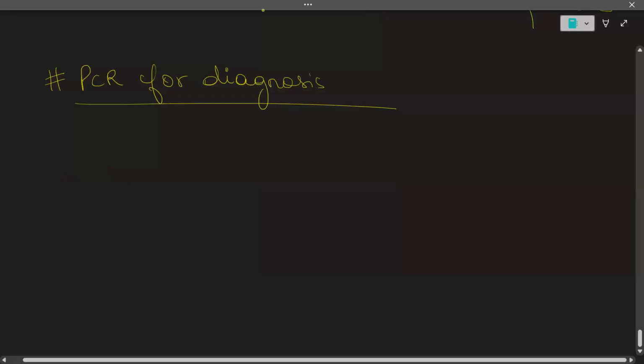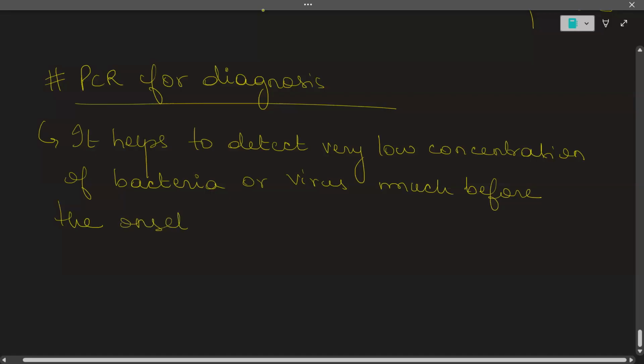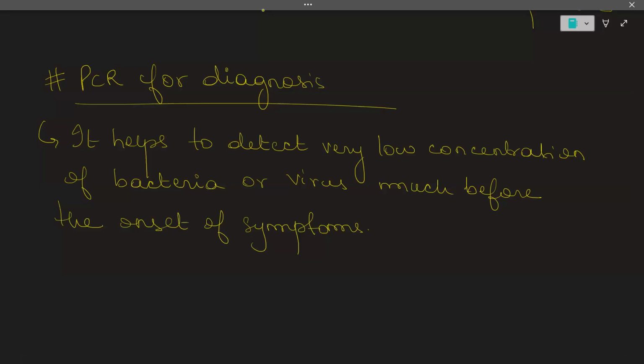So when we talk about the PCR, we can write in this that it helps to detect very low concentration of bacteria or virus much before the onset of symptoms, like much before the symptoms are produced, the disease can be detected, or the bacterial presence or the viral presence, it can be detected, right?